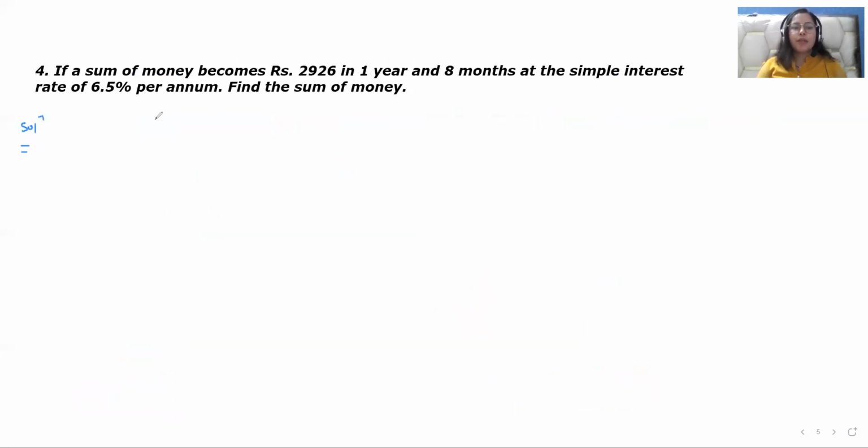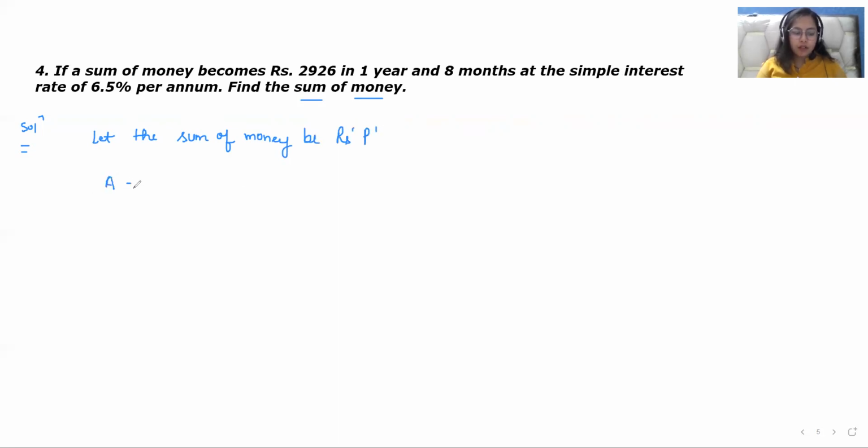If the sum of money becomes 2,926 in 1 year and 8 months at the simple interest rate of 6% per annum, find the sum of money. That means we have to find the principal. So let us assume the principal as P. Let the sum of money be rupees P.